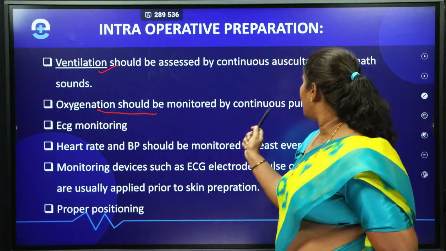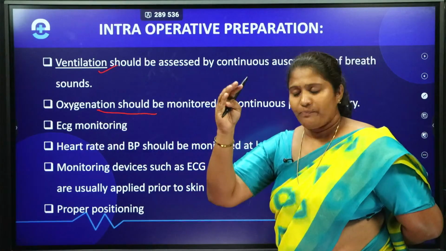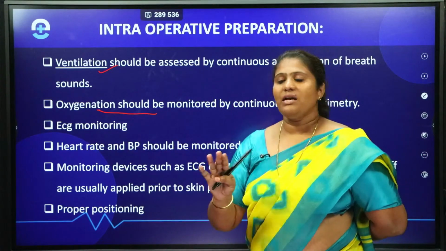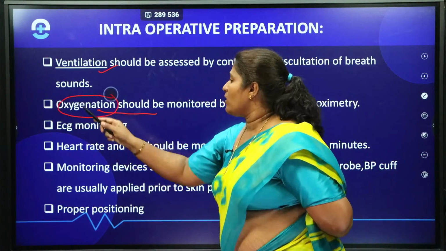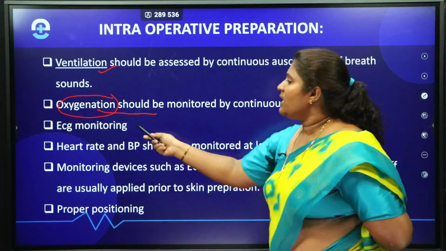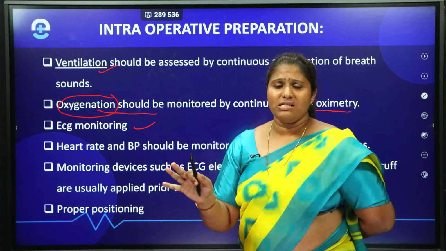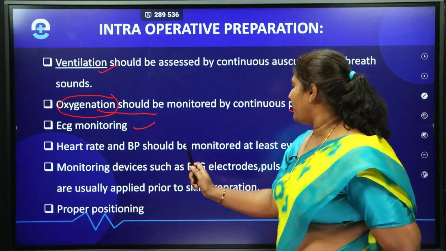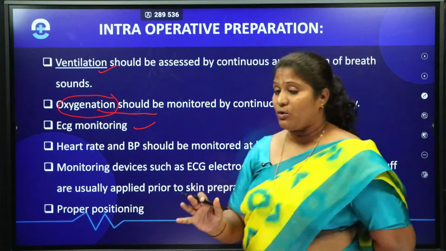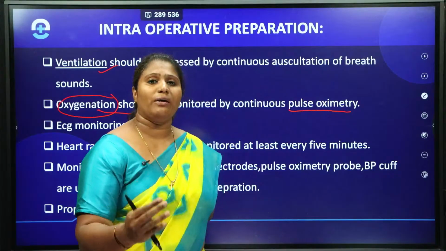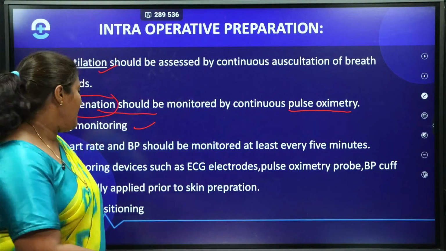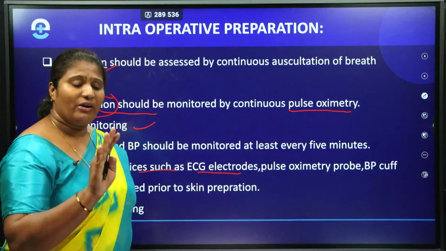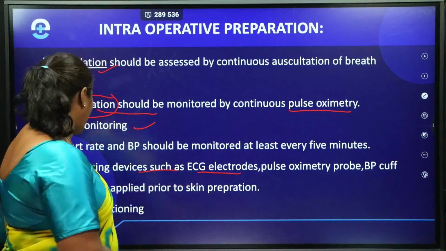Then oxygenation: monitor with continuous pulse oximetry, because if the patient is getting hypoxia or has respiratory complications, we have to analyze the oxygenation with the help of the pulse oximetry. Then ECG monitoring, to see whether any cardiac changes are happening, so that we can also prepare. Heart rate and BP should be monitored at least every 5 minutes. Monitoring devices like ECG, electrolytes, pulse oximetry, BP cuff, you need to check whether everything is present or not.